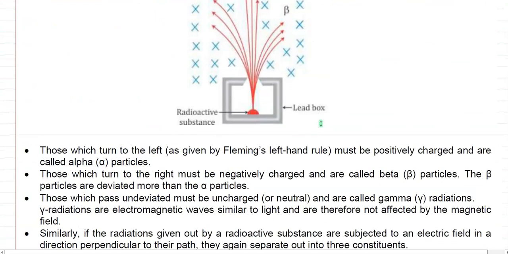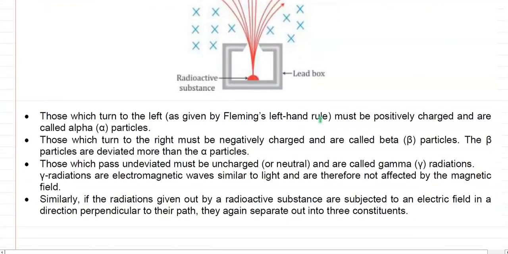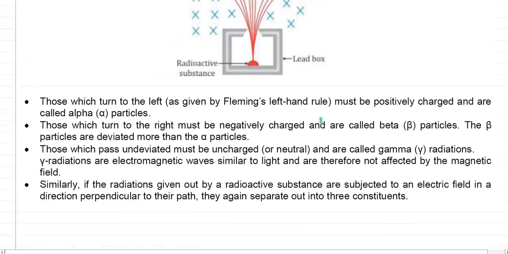We will discuss some properties of alpha, beta, and gamma radiation in the next class.